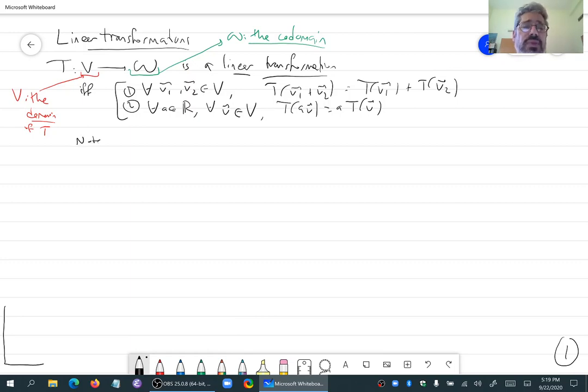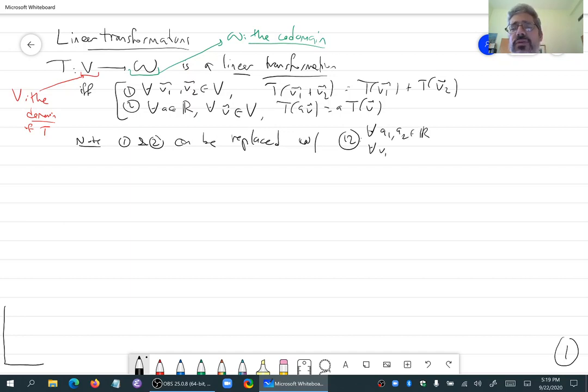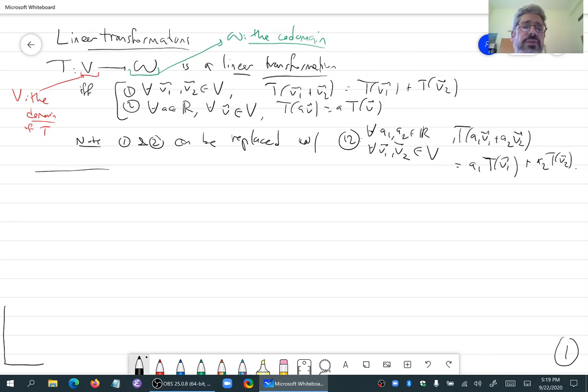So, and I'll maybe note, 1 and 2 can be replaced with the equivalent conditions, which because they're amalgamated, I'll call conditions 1, 2, or condition 12. Let me just say that for all A1, A2 scalars and for all V1, V2 vectors in the domain, we have T of A1 V1 plus A2 V2 equals A1 T of V1 plus A2 T of V2.